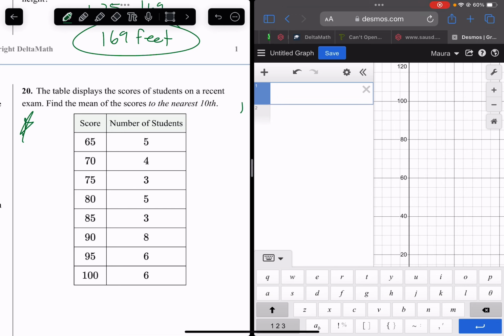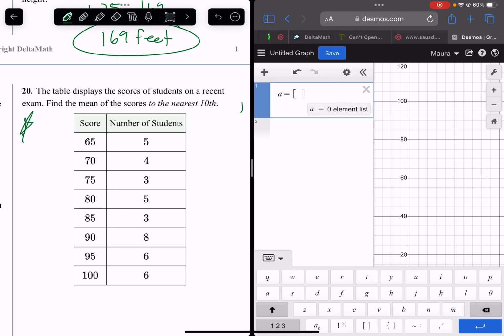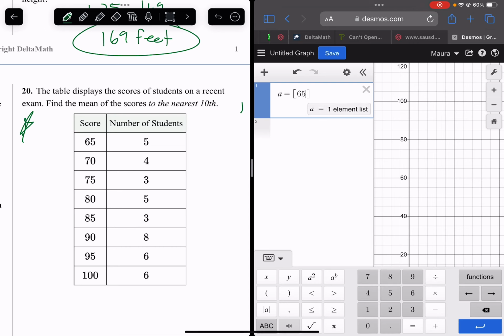It's taking forever. A equals, and then we'll do open brackets. All right, so we've got 5 65s. 1, 2, 3, 4, 5. We've got 4 70s. 1, 2, 3, 4, 5. Oh, we only have 4 70s. Oops. And then we've got 3 75s. 1, 2, 3.